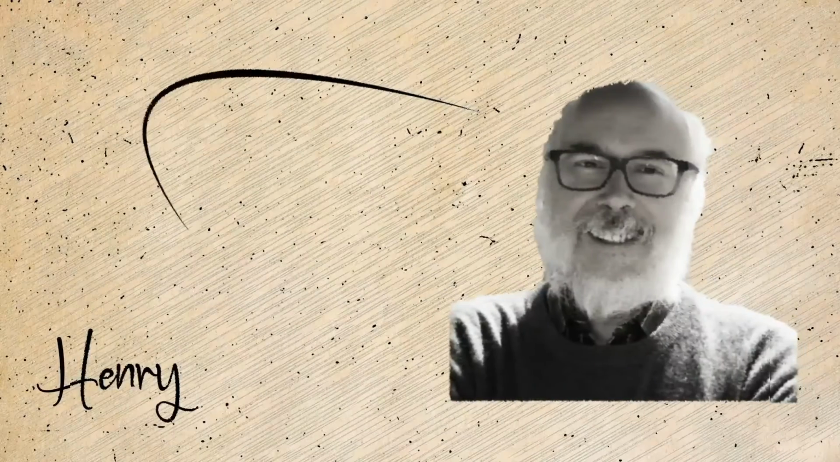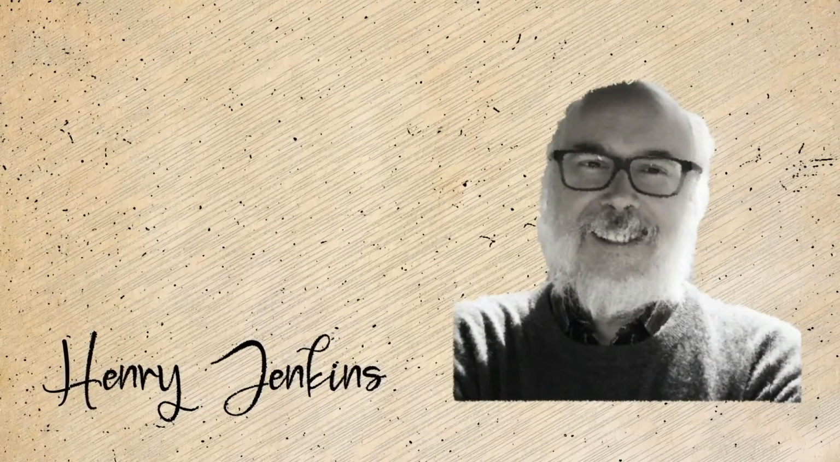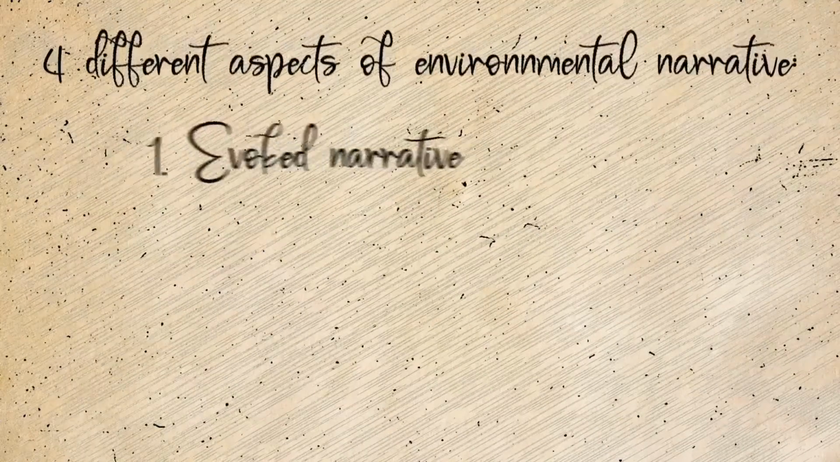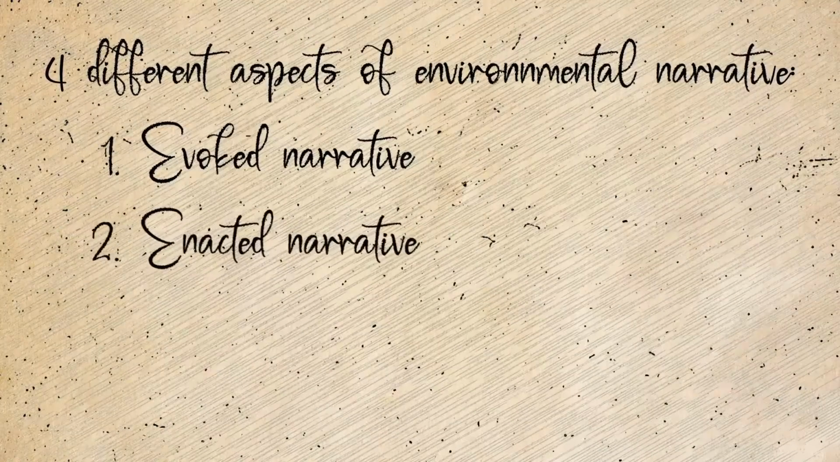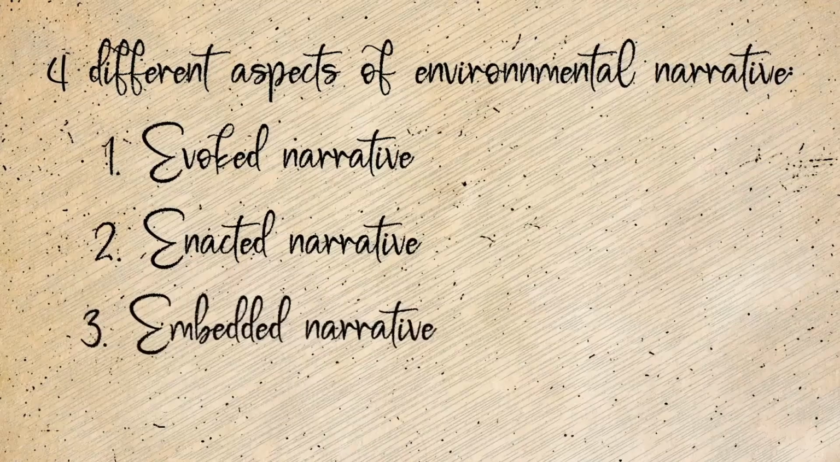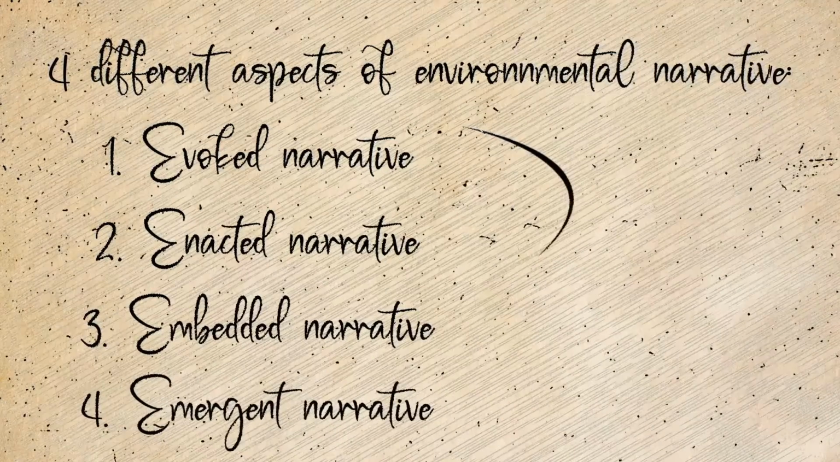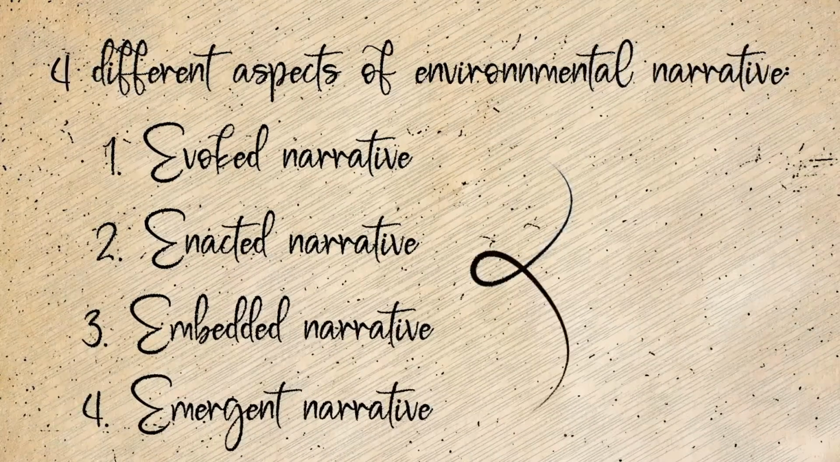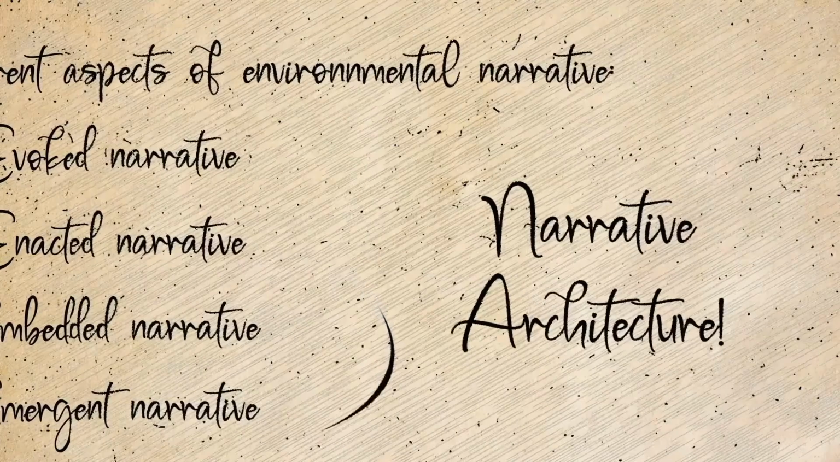Choice or no choice, the story of Stanley Parable gets told in an interesting way, one that is unique to games. This is Henry Jenkins. Henry Jenkins identifies 4 different aspects of environmental narrative: evoked narratives, enacted narratives, embedded narratives, and emergent narratives, all of which utilize the game's environment in different ways to add to its narrative architecture.